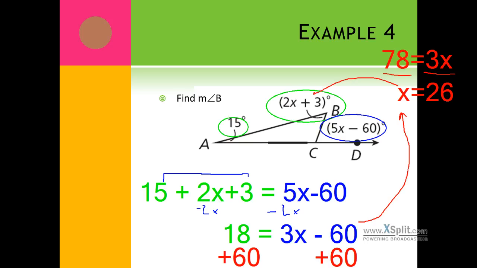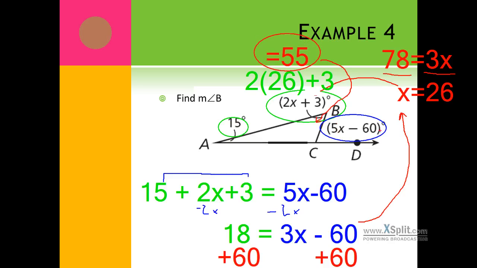And we can plug in here. We could say 2 times the 26 plus the 3. I know 2 times 26 is going to be 52 plus the 3 is going to be a grand total of 55. We'd say this angle right here, 55 degrees, that is the measure of angle B.